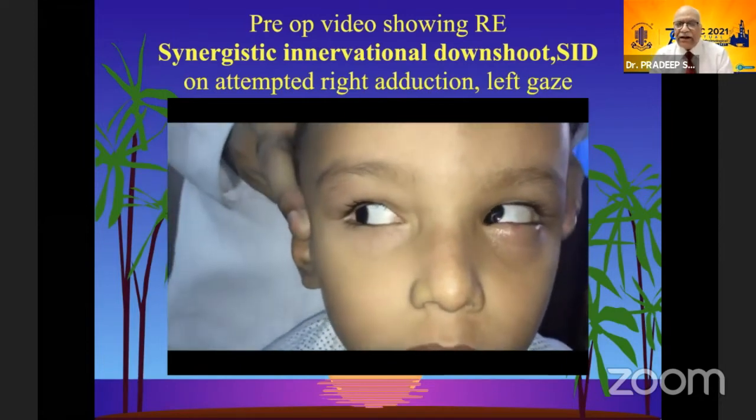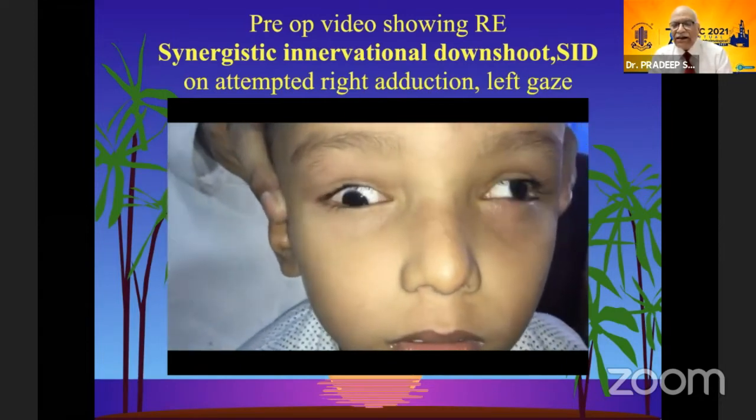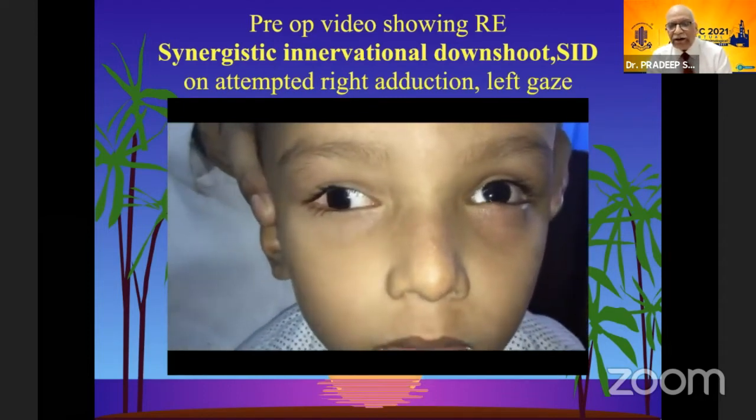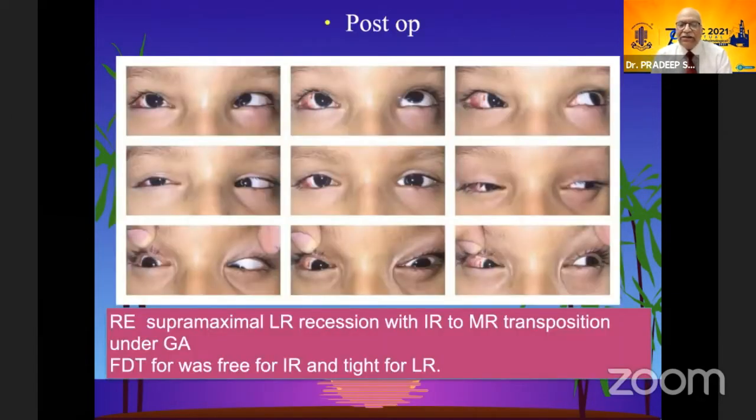On attempting right adduction, notice that there is a downshoot of the right eye, as if looking towards Tokyo and it goes towards Sydney. So this is the abnormal innervation which is happening. And this is a post-op.